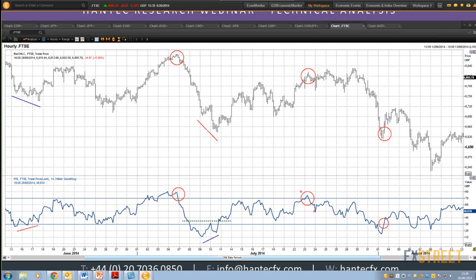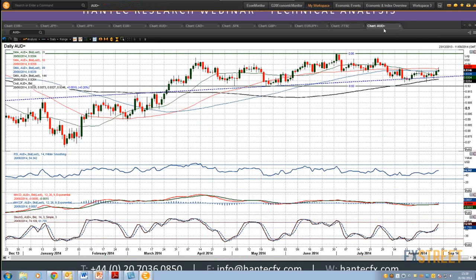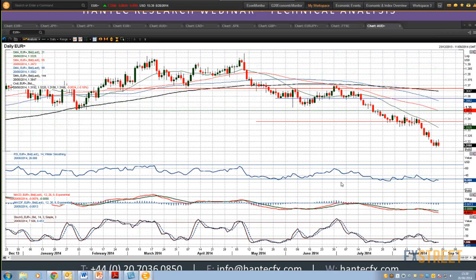Okay, so what I'm going to do now is very quickly run through what my views are on markets generally. Euro dollar. This is bringing in stochastics, MACD, moving averages, support, resistance, the whole shebang, or certainly what my take on markets is. There are obviously thousands of technical indicators, but these are the main ones that I use.